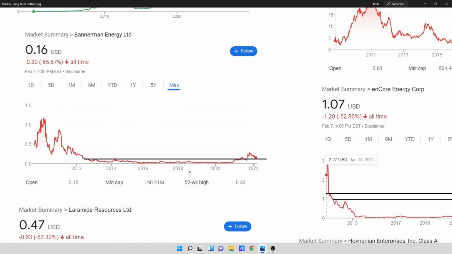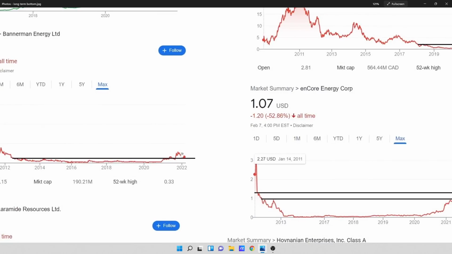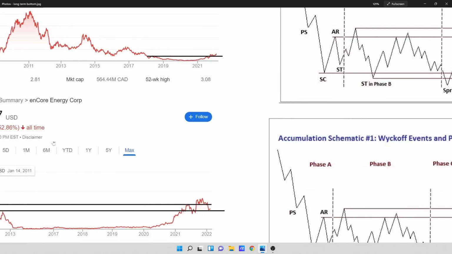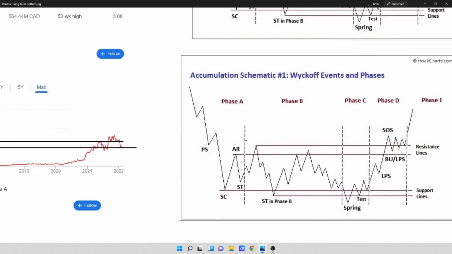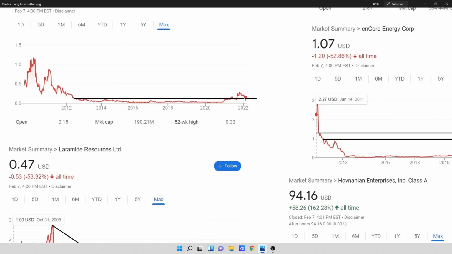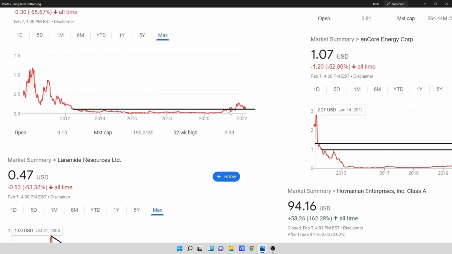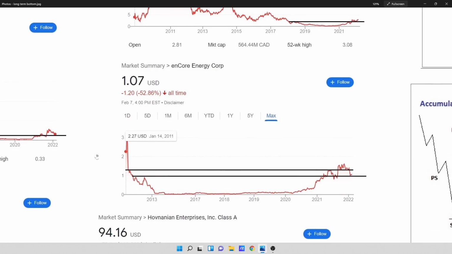I've got Bannerman Energy. Bannerman Energy is doing that same Wyckoff type movement down here, and we've kind of broken out, and we're doing a retest. It's doing this breakout retest thing right now. We got stuck below the line, and we popped higher, and then we're coming back for a retest. Then we've got to look for a big move to the upside for, hopefully, Bannerman.